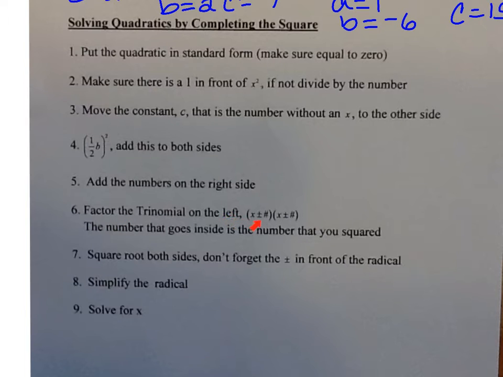Now, when you factor the trinomial on the left, you're going to get two of the same parentheses. You're going to have an x and x. It'll either be a plus plus or it'll be minus minus, and I'm going to tell you how to figure that out. And your number will be the same. Now, there's an easy way to figure out what that number is that goes inside. To figure that out, it's the number that you squared that goes inside.